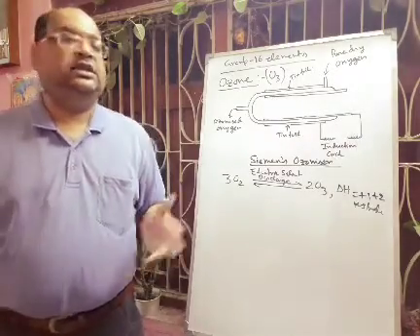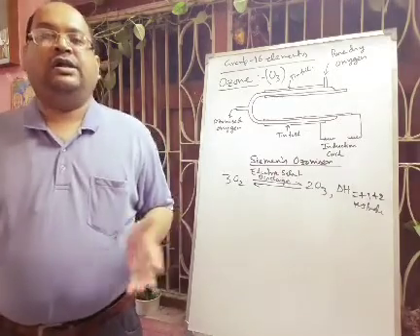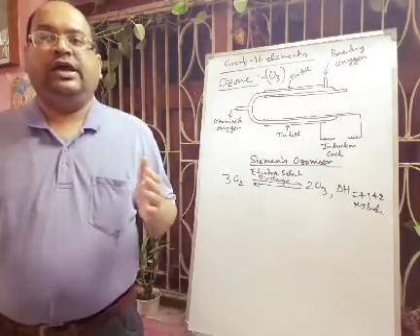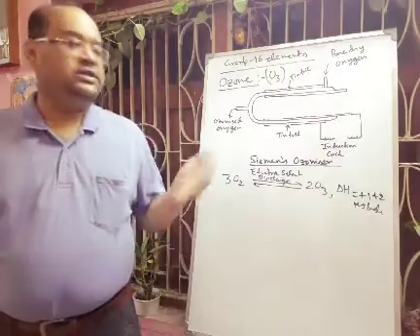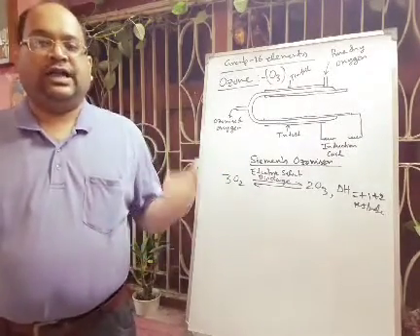As a result, you will get 10% ozone, and the rest will be oxygen. So it comes along with oxygen. This is called ozonized oxygen, and it is collected.